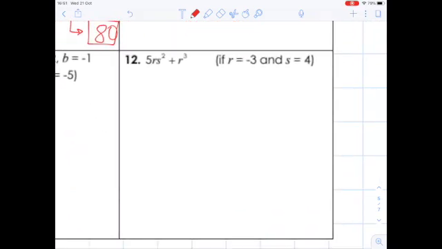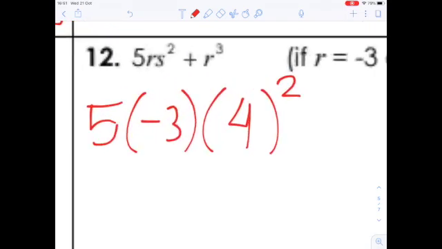I'm going to skip number 11, move on to number 12. In number 12, I have 5rs squared plus r cubed if r equals negative 3 and s equals 4. Once again, let's start plugging things in. Parentheses, wherever there's a variable, I'm already going to throw in the value of r, which is negative 3, times the value of s, which is 4. And I can't forget there's the squared over here.